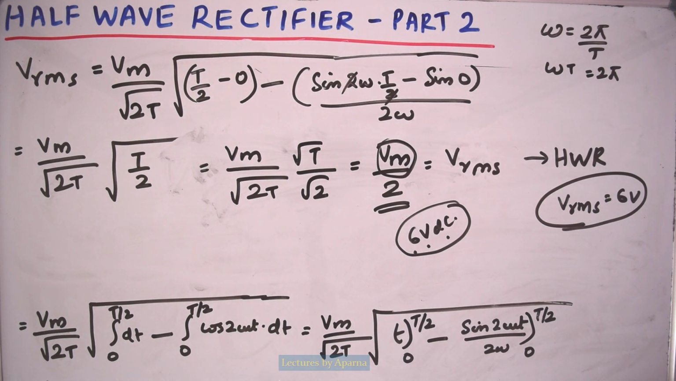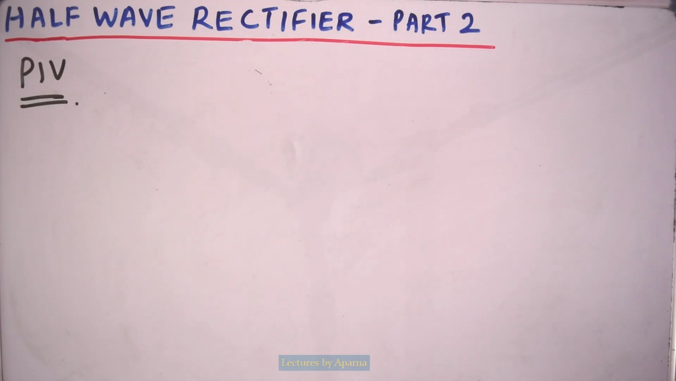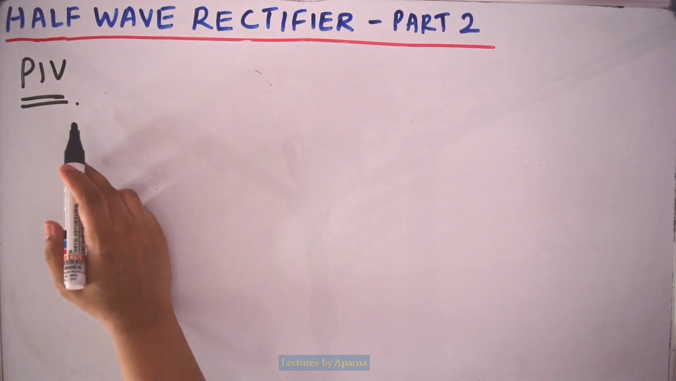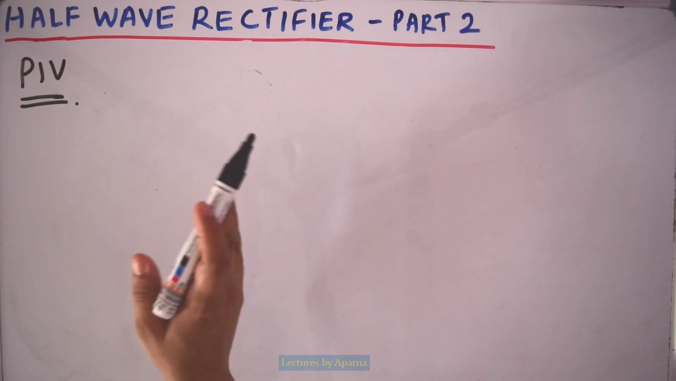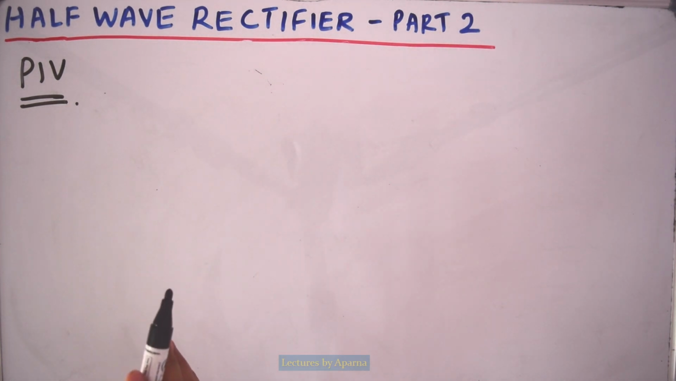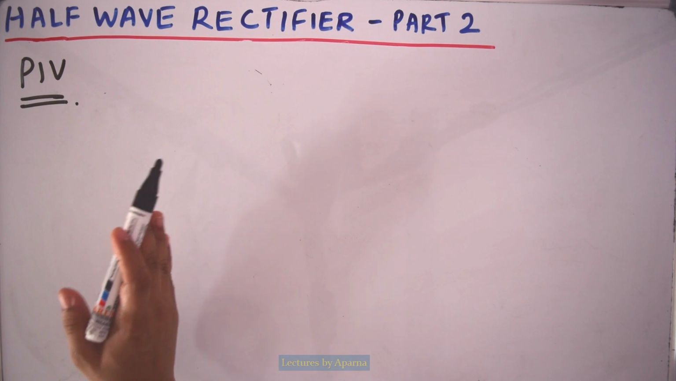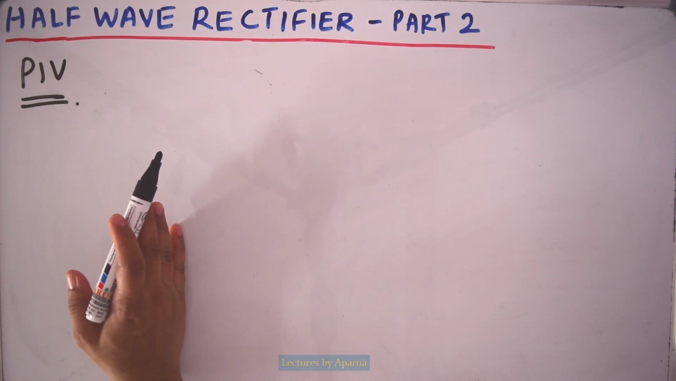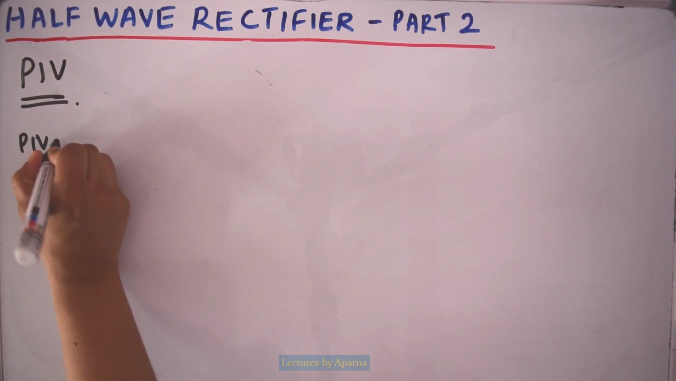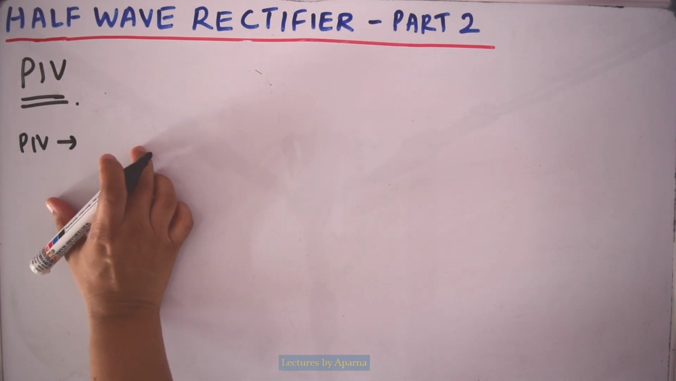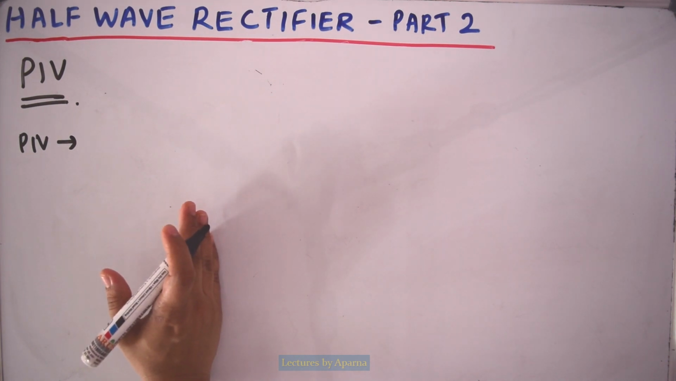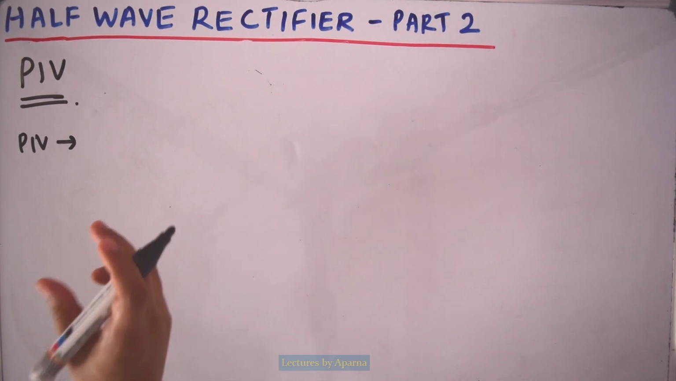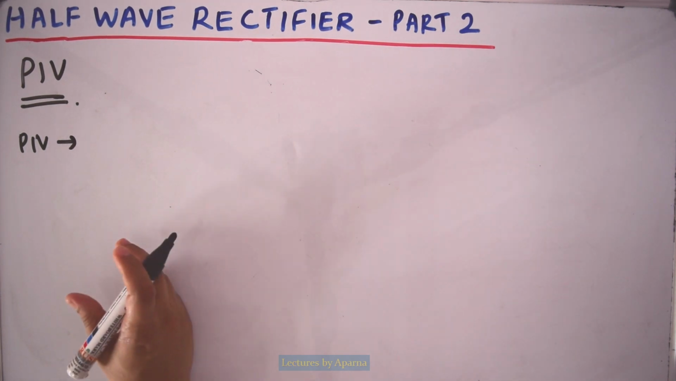Now let us see peak inverse voltage or peak reverse voltage. Peak inverse voltage rating of a diode is of very much importance in the design of rectifiers. To explain peak inverse voltage, we have to consider the diode in the reverse bias condition in a half wave rectifier. Peak inverse voltage is the voltage rating that must not be exceeded in the reverse bias region, or otherwise the diode will enter the breakdown region.